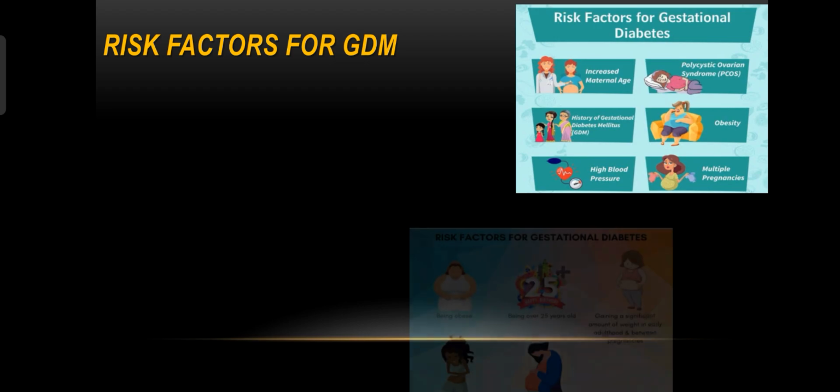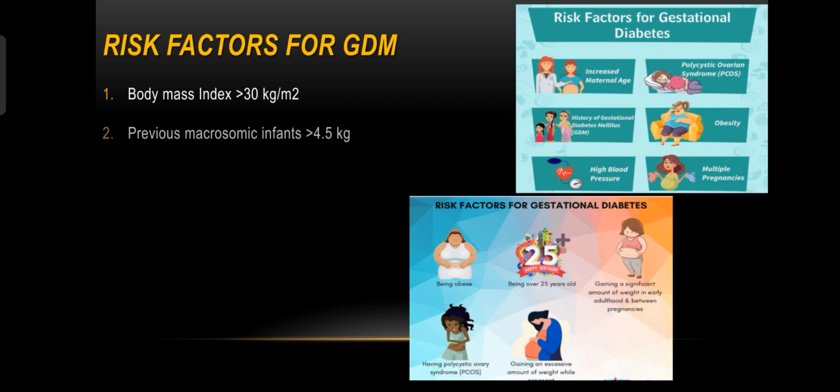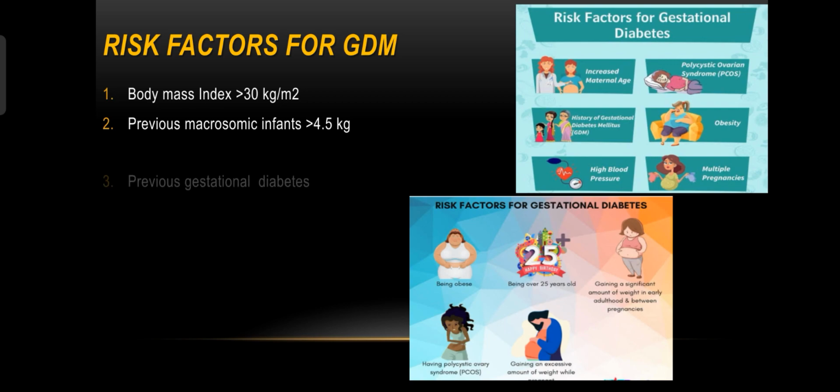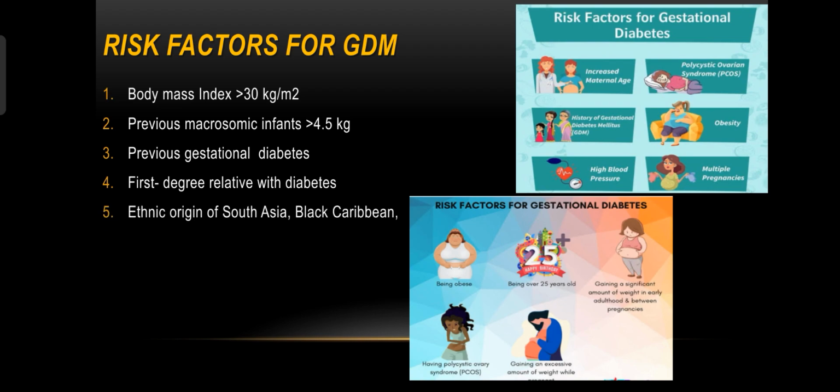The risk factors for GDM. Obesity, when the body mass index is more than 30 kg per meter square, previous macrosomic infant, or the weight of baby more than 4.5 kg, previous gestational diabetes, first degree relatives with diabetes, ethnic origin of South Asia, Black Caribbean, Middle Eastern, and women having PCOS or polycystic ovarian syndrome, multiple gestation.